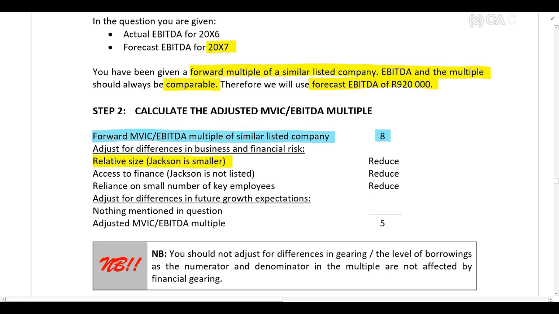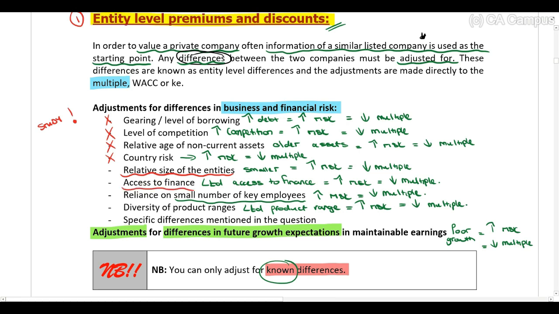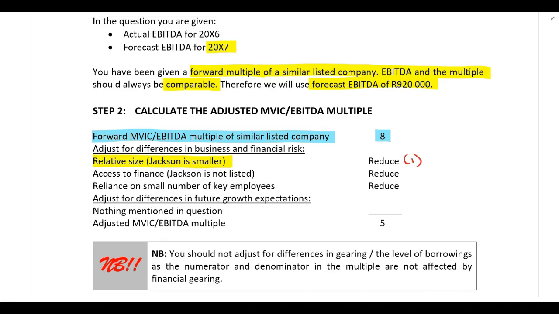So you can see I'm just decreasing the multiple over here by 1. Then access to finance. Once again, Jackson is going to have limited access to finance because they are not listed. That increases the risk, and we need to decrease the multiple.